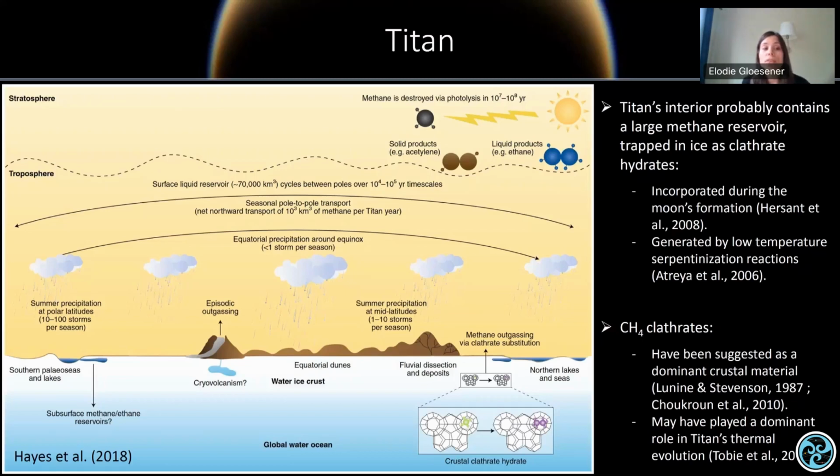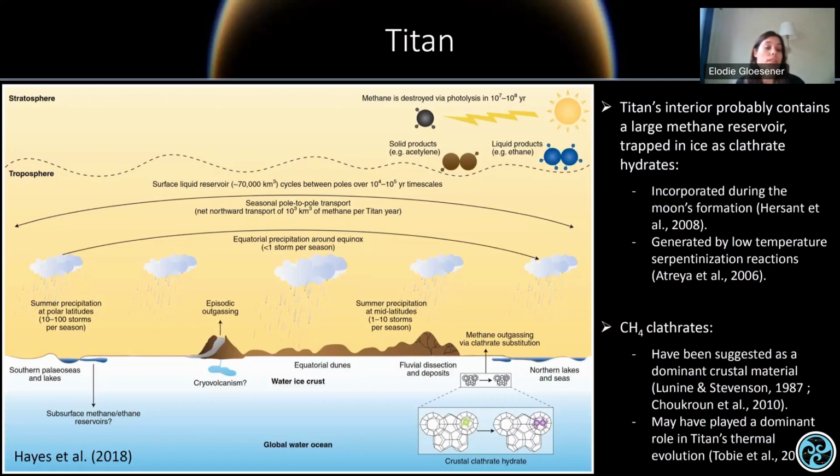On the other hand, on geological timescales, methane will be destroyed in the upper atmosphere by photochemistry and charged particle chemistry, and this will produce heavier hydrocarbons and nitrogen-bearing species. These products that are liquid, like ethane, for example, will end up in the hydrologic system, and solid products will form the equatorial dunes. Regarding Titan's interior, it probably contains a large methane reservoir trapped in ice as clathrate hydrates.